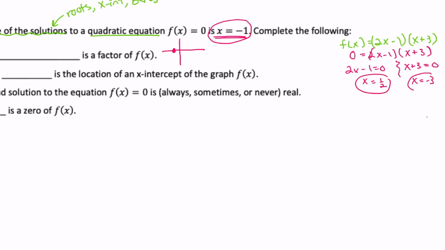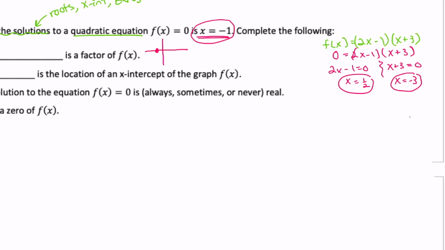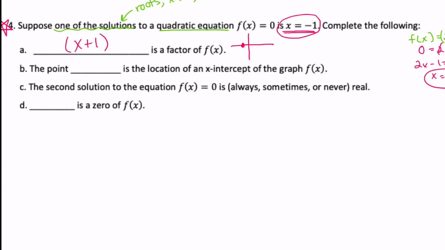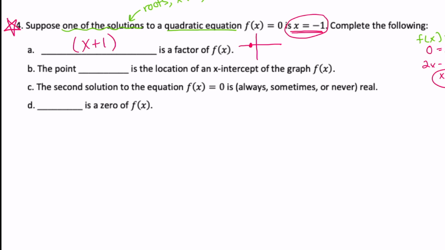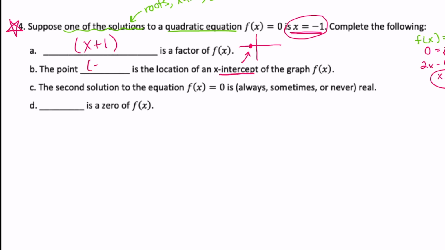Well, if those are my solutions, they're asking me what would your factor have been? So when x was -3, my factor was x plus 3. So what would my factor be if x is -1? X plus 1. The point blank is a location of the x-intercept on the graph. Well, hey, I already drew that. The point (-1, 0) is a location of an x-intercept on that graph.